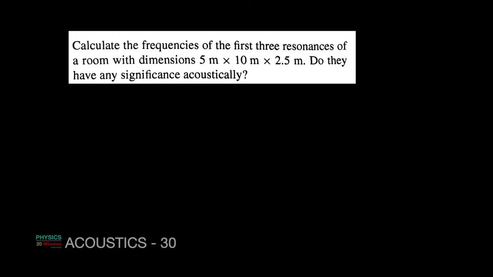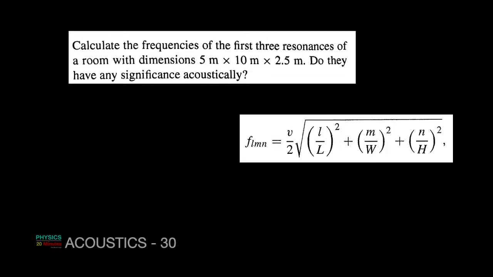Calculate the frequencies of the first three resonances of a room with the dimensions 5 meter, 10 meter, 2.5 meter. Do they have any significance acoustically? So this is straightforward. We have already seen this formula. So length is 5 meter, width is 10 meter, height is 2.5 meter.